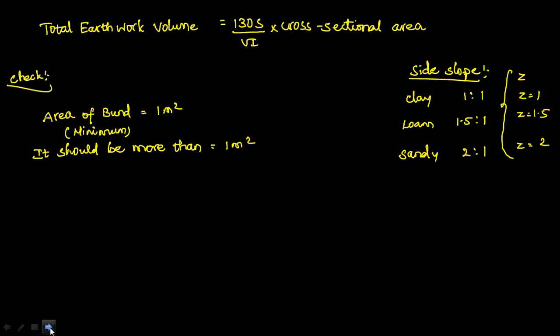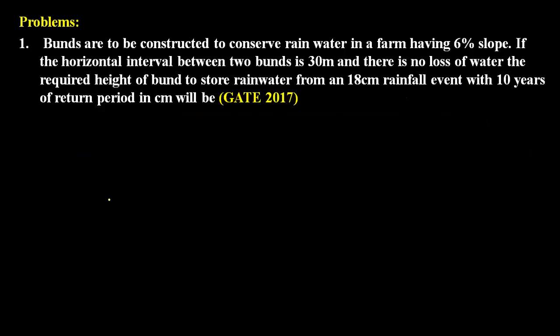So we move on to the problem, which is very easy to understand. Bunds are to be constructed to conserve rainwater in a farm having a 6% slope. The slope they have given us is 6%. The horizontal interval between the two bunds is 30 meter, and there is no loss of water. The required height of the bund is to store rainwater from 18 centimeter rainfall with a 10 year return period.